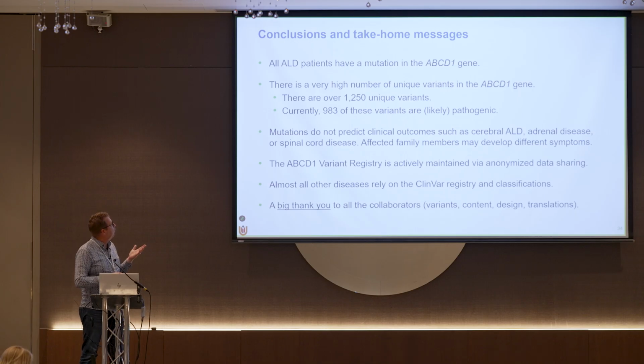So important, all ALD patients have a mutation or pathogenic variant in the ALD gene. And there's a very high number of unique variants in this gene. By now there are more than 1,250 different variants, and almost 1,000 of these are likely or pathogenic. Importantly, the mutations do not predict the clinical outcome. So they don't predict whether an individual will develop cerebral ALD, spinal cord involvement, or adrenal insufficiency, and also within a family. We know a lot of families with males with different clinical outcomes.